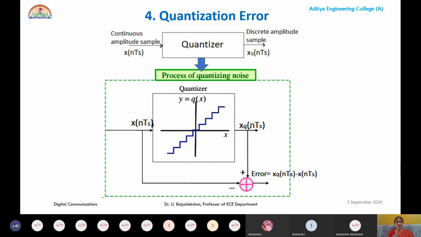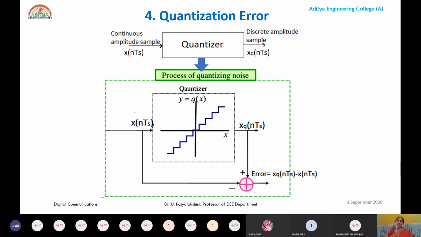Can any one of you identify which type of uniform quantization is considered? Is it mid-rise or mid-tread? Observe the characteristics and tell me. Mid-tread. Okay, very good. So it is mid-tread because the origin lies in the tread position of the quantizer. That's why it is called mid-tread quantization.